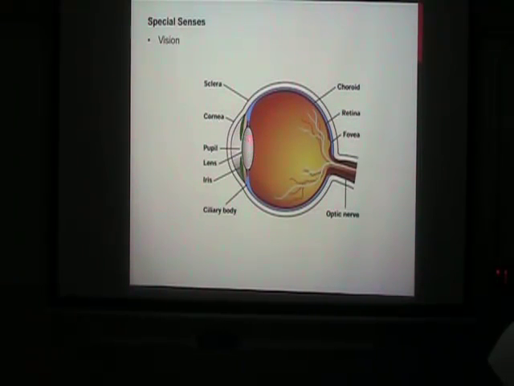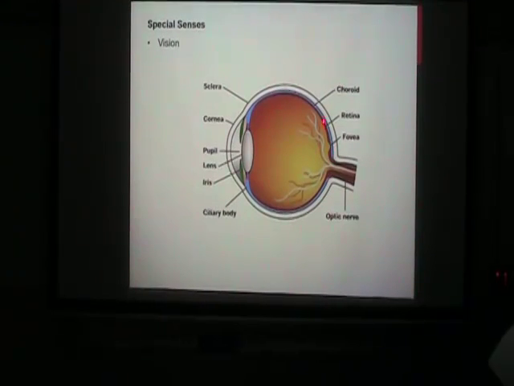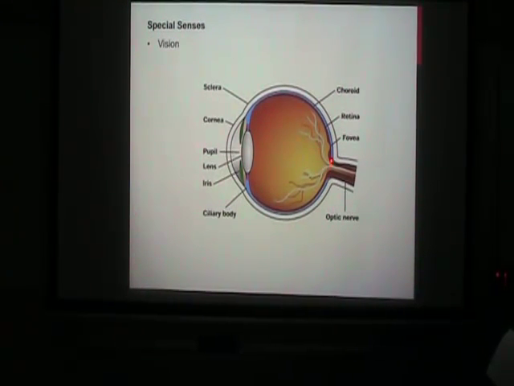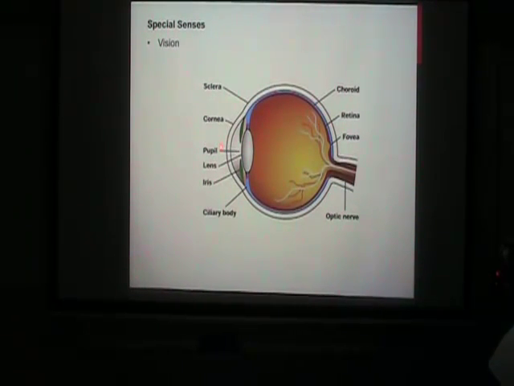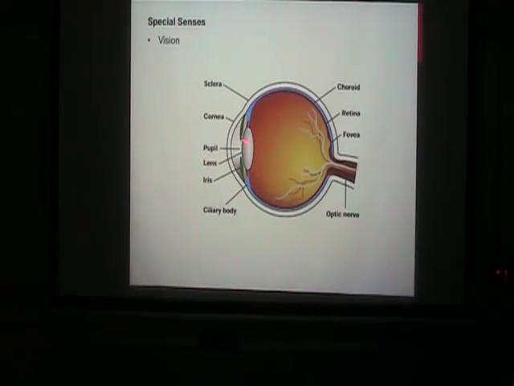And this is the lens right here. And then the inner layer, which is composed of the nervous system, that's where the retina is at. So light comes in through the cornea, goes through what's called the anterior and the posterior chamber. It enters the pupil. The pupil is not an anatomical part, it's just an opening. So light goes through the pupil, through the lens, to the vitreous body.